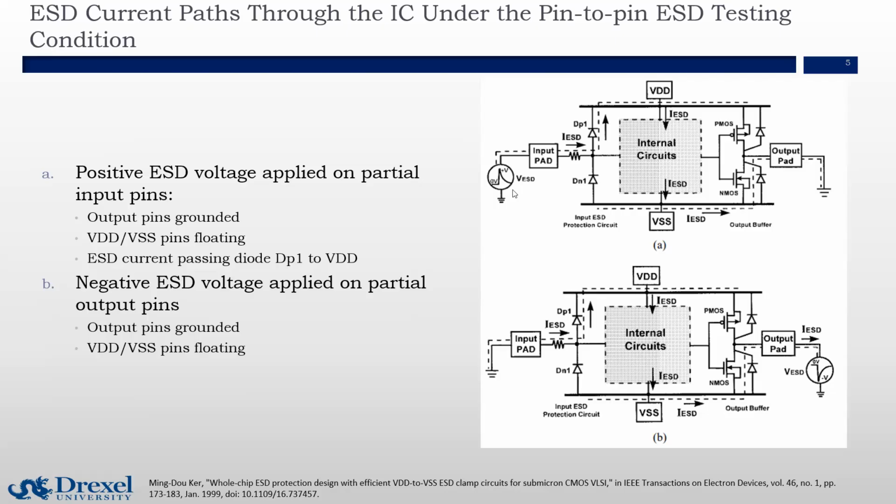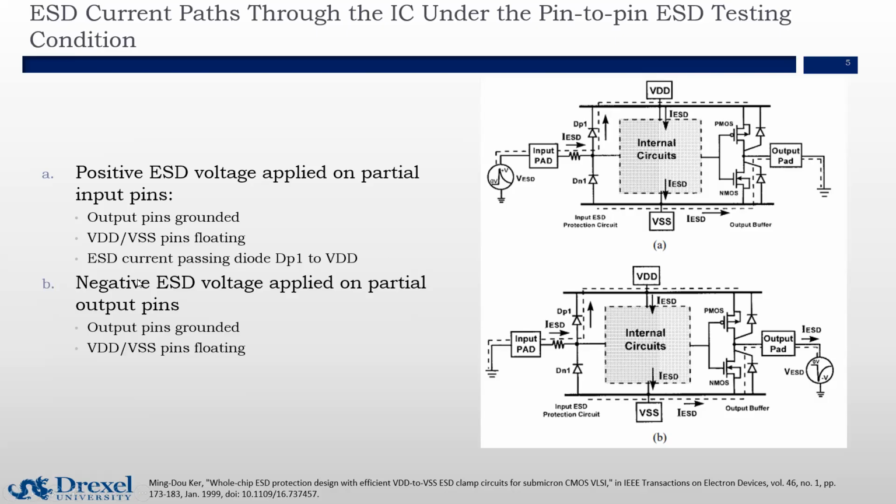You can see that when a positive voltage comes from the voltage source on the left side, it goes into the input pad and a series resistance, passing through the diode DP1. And that current flows into the power rail. Recall that the power rail is actually connected to the internal IC. The ESD current flows through the internal IC and damages the device.